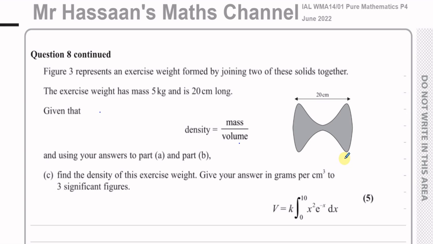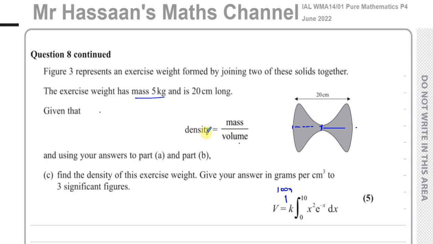Now part C says figure 3 represents an exercise weight formed by joining two of these solids together. So you've got one of the solids, the volume of revolution that we found, the expression for it was this, with 100 pi as K. It says the exercise weight has a mass of 5 kilograms and is 20 centimeters long. That means one of those units was 1 centimeter. When we did from 0 to 10, that's 10 centimeters long, so the whole thing is 20 centimeters. That will help us.